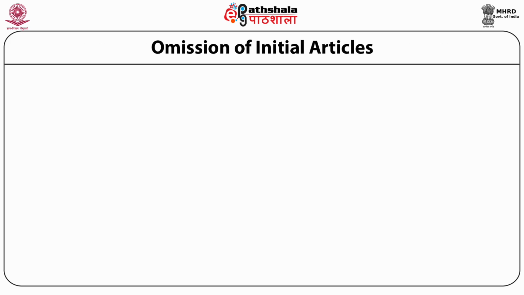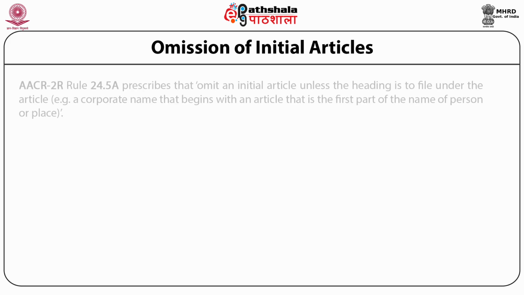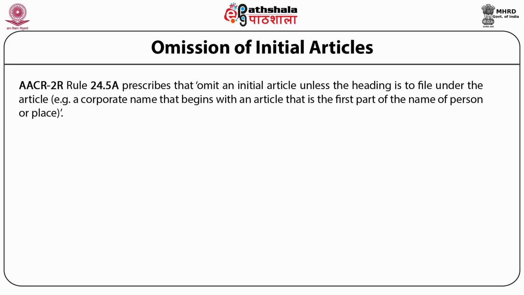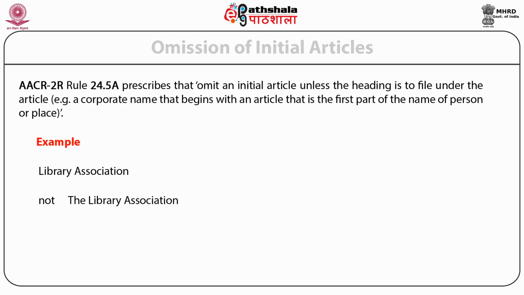Omission of initial articles. AACR-2R Rule 24.5A prescribes that omit an initial article unless the heading is to file under the article. For example, a corporate name that begins with an article that is the first part of the name of a person or place. Example, Library Association, not The Library Association.